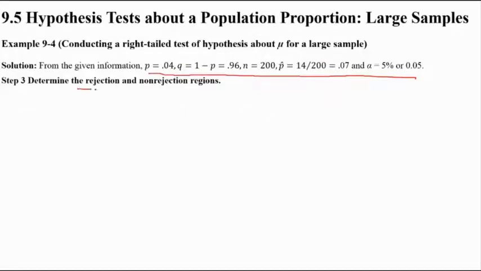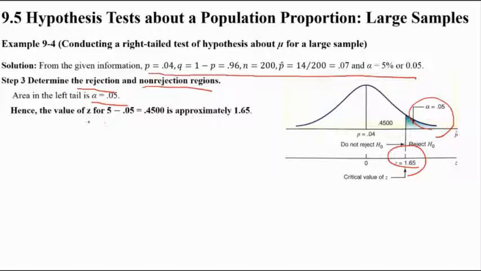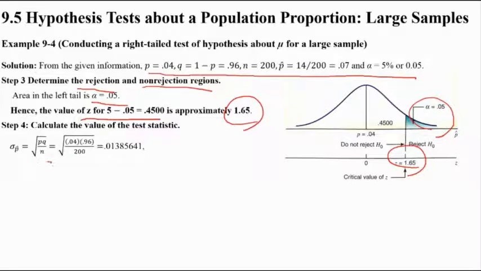Next, determine the rejection or non-rejection region. From the significance level, 5% in the right tail, we check the Z table in the textbook and get 1.65. Then the calculation: the standard deviation is the square root of PQ divided by the sample size, with P and Q already given.